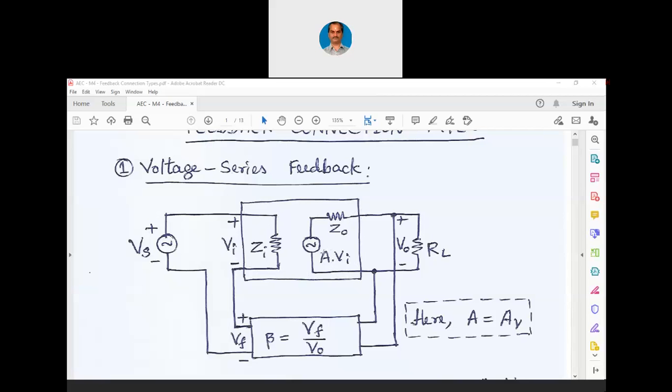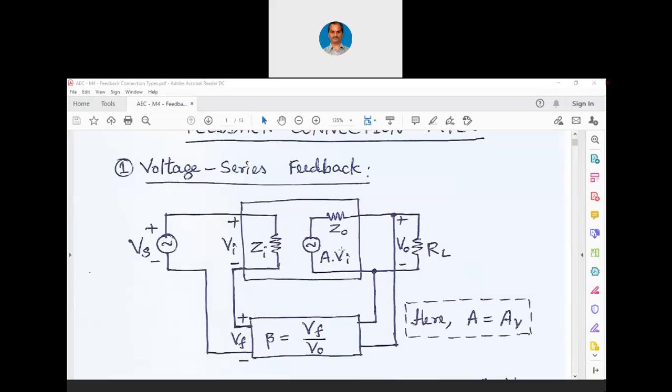Now what is this A? As input is also voltage, output is also voltage, A is nothing but VO by Vi. So we can write VO. I should specifically use VO instead of V0. Using V0 has been a habit.